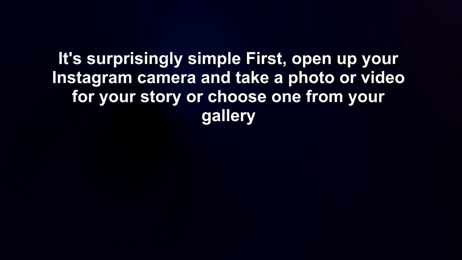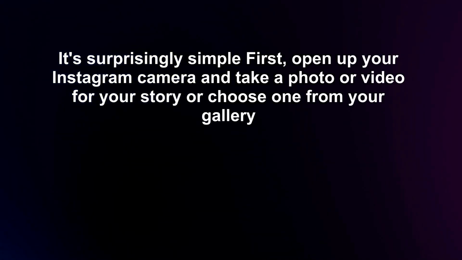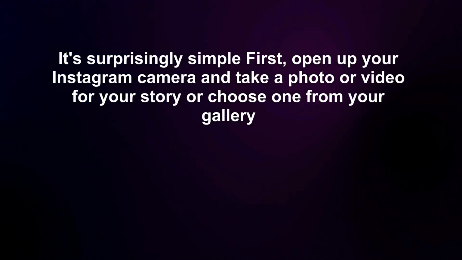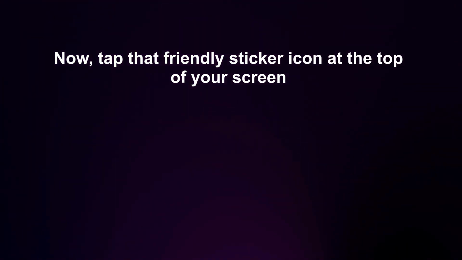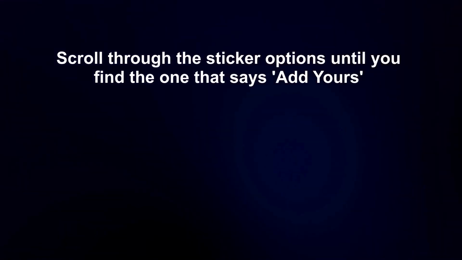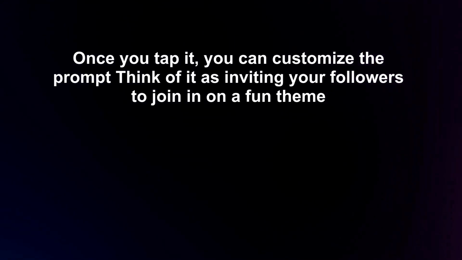It's surprisingly simple. First, open up your Instagram camera and take a photo or video for your story, or choose one from your gallery. Now, tap that friendly sticker icon at the top of your screen. Scroll through the sticker options until you find the one that says Add Yours. Once you tap it, you can customize the prompt.